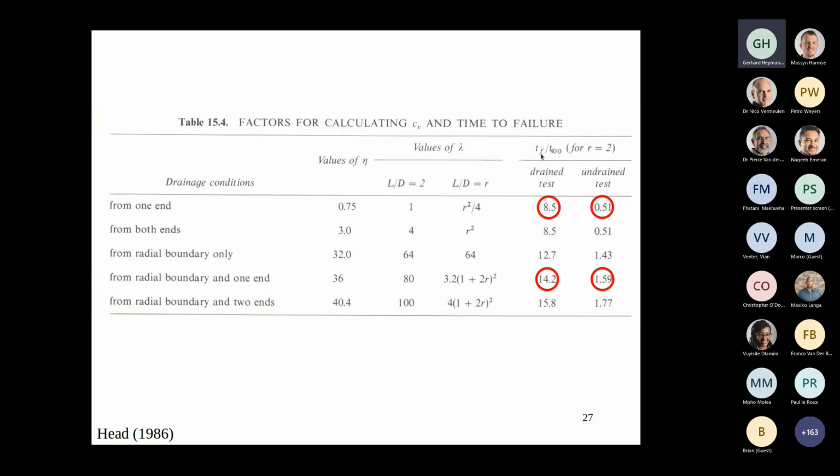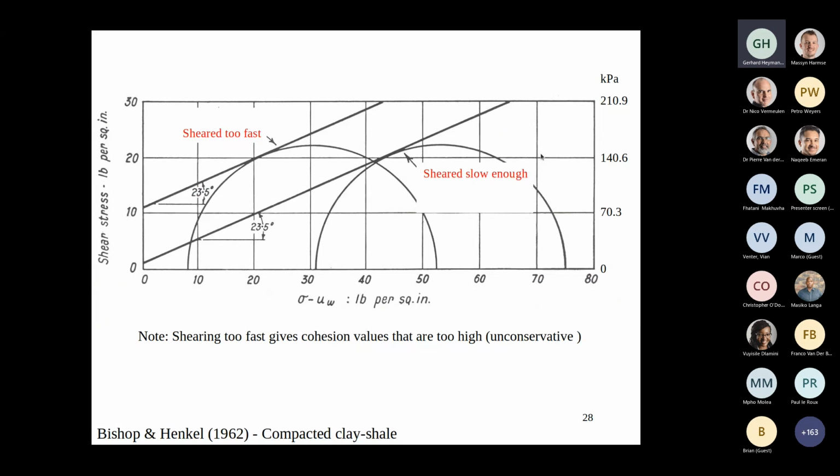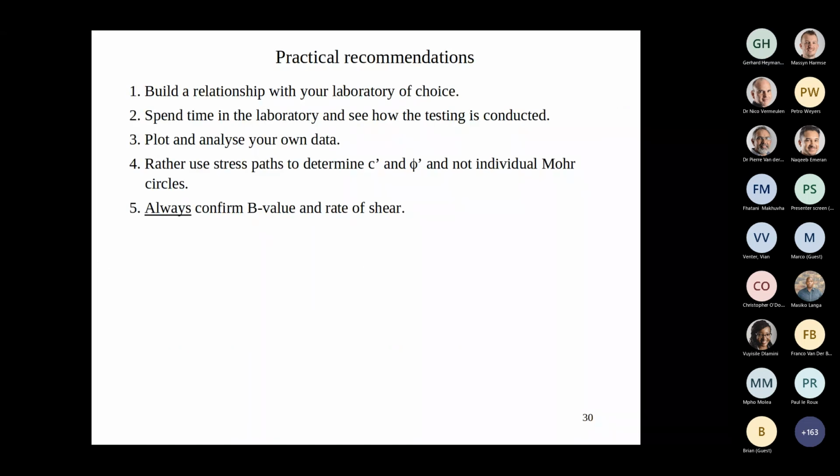And the word of warning is if you get it wrong, you typically end up with a cohesion that's much higher than it's supposed to be. And this is from long ago, Bishop and Henkel's book, 1962, where they first demonstrated this. If you shear a specimen too fast, you end up with a cohesion that's way too high, which will lead to an unsafe design. So that is a really important issue, which I know the labs pay a lot of attention to, but consultants also have to pay attention to this point.